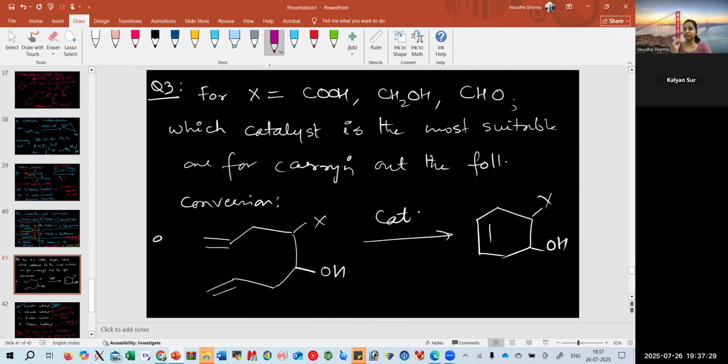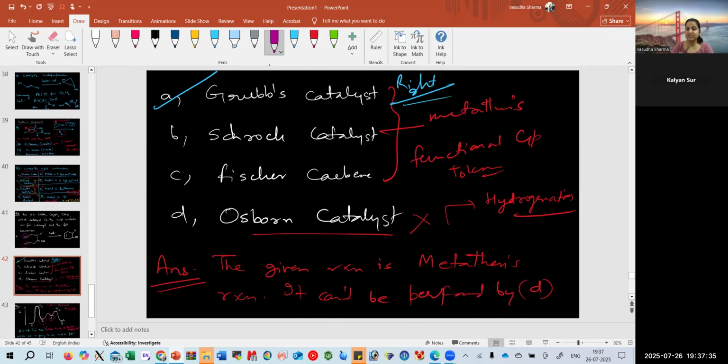In this case, you first need to understand that we have an olefin here and it is undergoing metathesis. So this is a metathesis reaction, which can be done in the presence of Grubbs, Schrock, Fischer, but not with the Osborn catalyst, because the Osborn catalyst is valid only for hydrogenation of your system. So option D is anyway not correct. But out of the other three, we have already noticed that the Grubbs catalyst has functional group tolerance, and it is the one giving more application in this regard, not the Schrock one. So option A is correct.